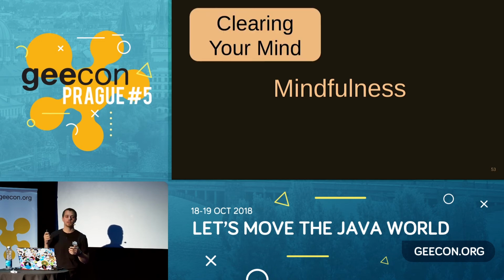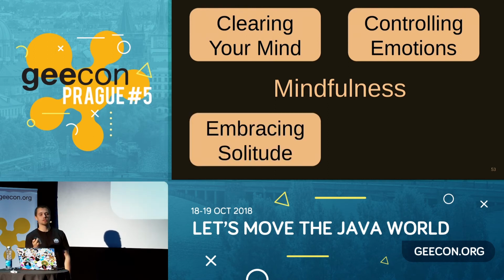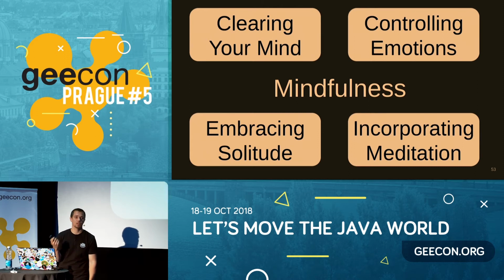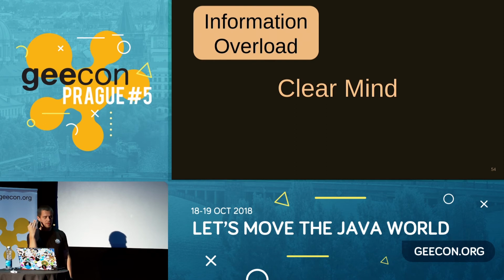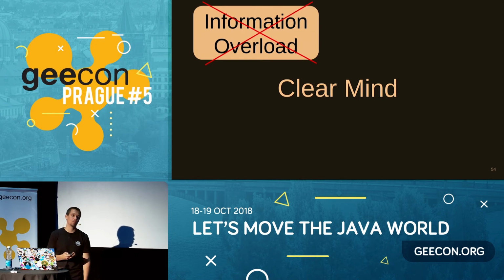It really helps immensely. You need to clear your mind. You need to control your emotions. Embrace the solitude. And last but not least, meditation is also important. So when it comes to clearing your mind, there is a consistent information overload these days. Too much data, too much information. You have to take care of it some way or another.